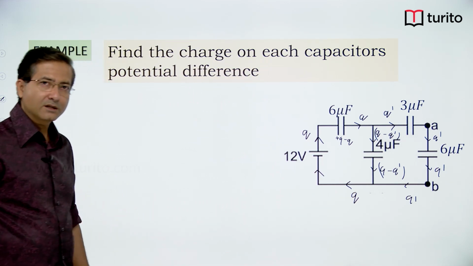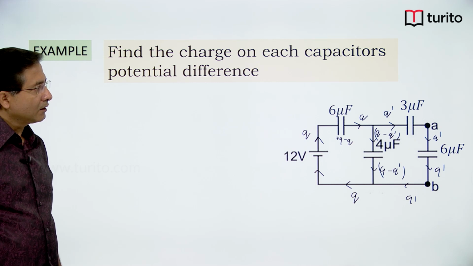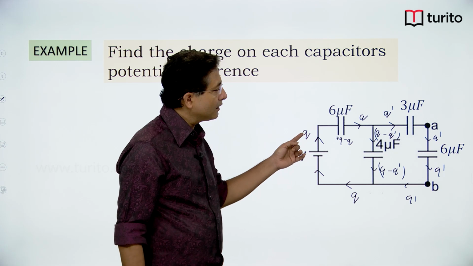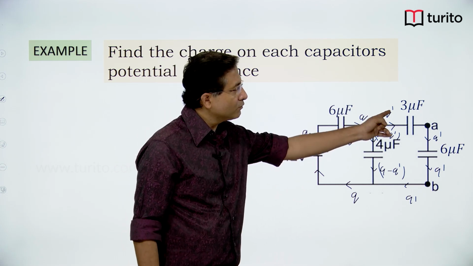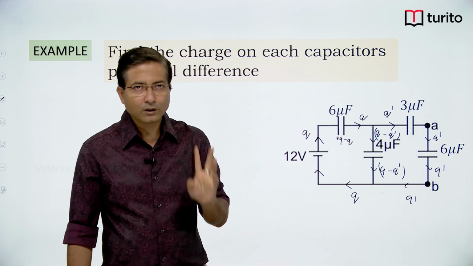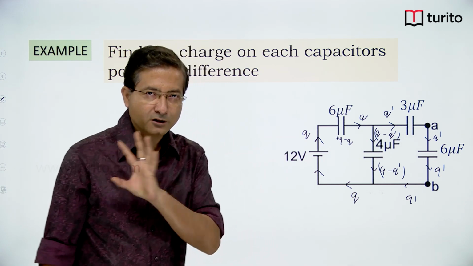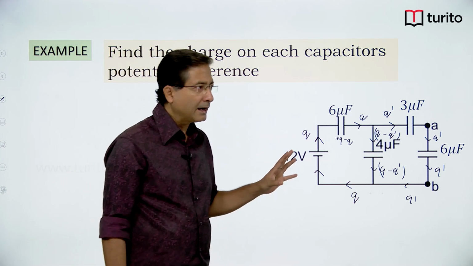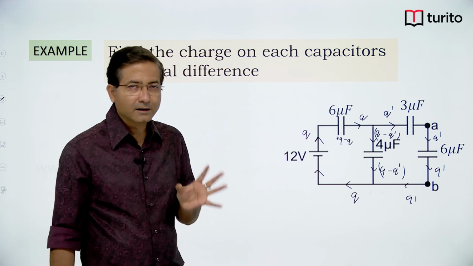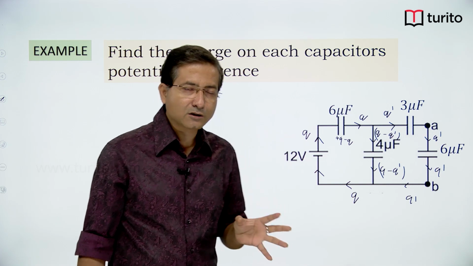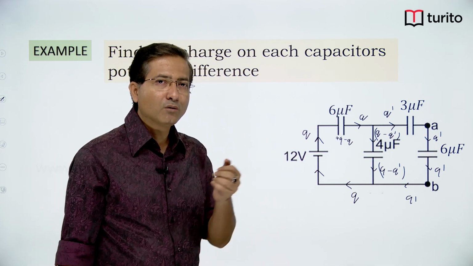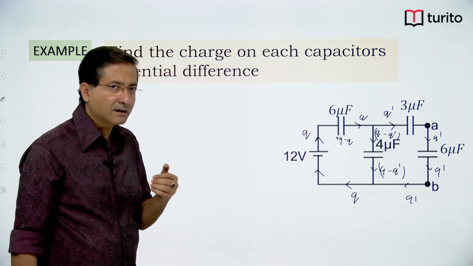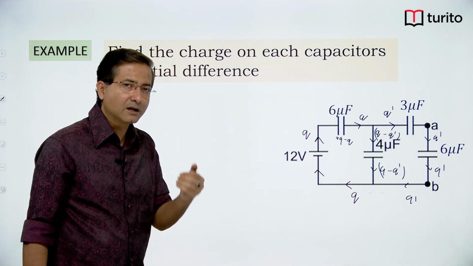Now we have a complete circuit. How many unknowns are there? You can see that we do not know the value of Q and we do not know the value of Q dash. So, there are two unknowns. So, the first step after distributing charge is to find how many unknowns there are. According to the number of unknowns, you can make equations, because in the case of a circuit you can make more equations than required.